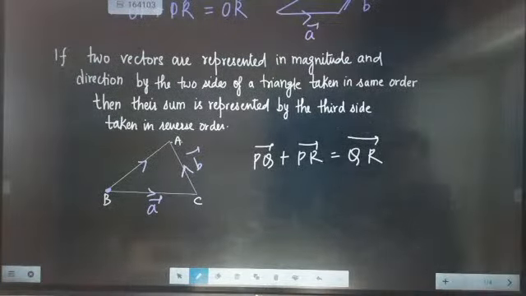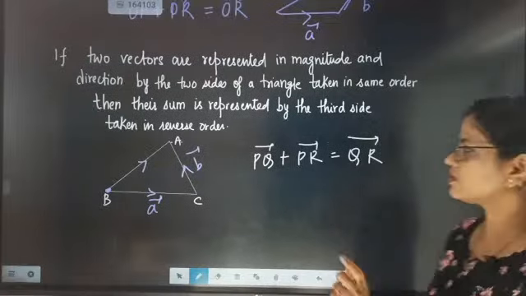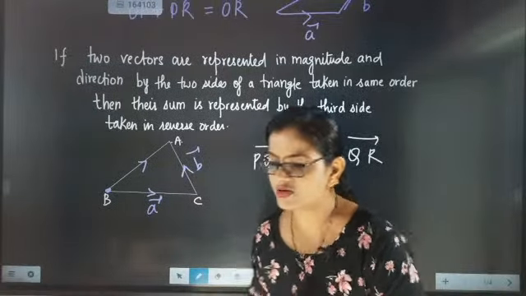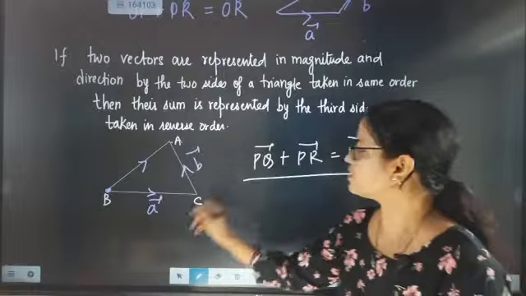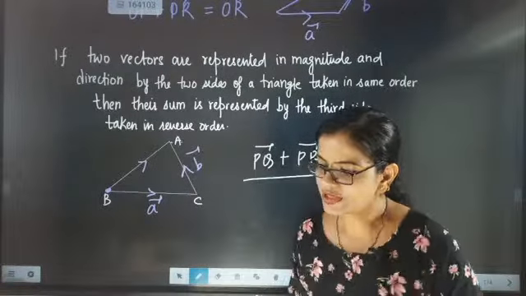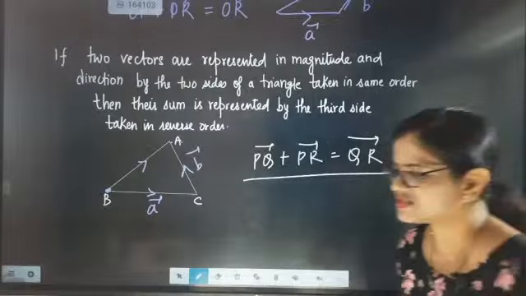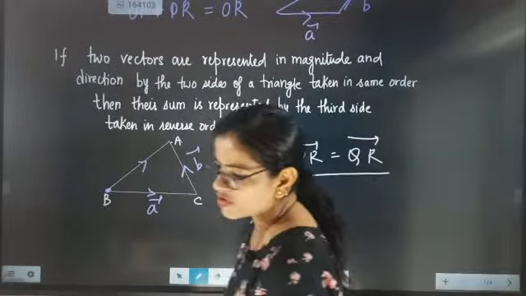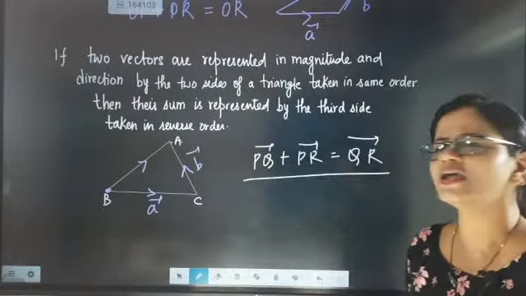You have to quickly tell me, is this statement a correct one or a wrong one? Whatever presentation you are seeing right now, is this a correct one or a wrong one? PQ plus QPR will be equal to QR. PQ plus PR equal to QR. Is it true or false? Just say true or false.